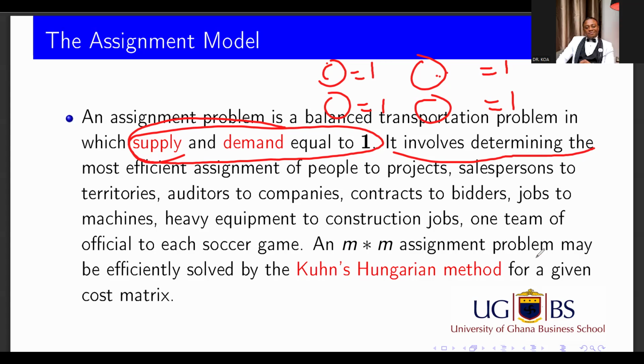It is an M by M assignment problem. Okay, and the way to solve it is using something known as the Kuhn-Hungarian method. The Hungarian method can beautifully be used for assignment. Okay, let's get an example.